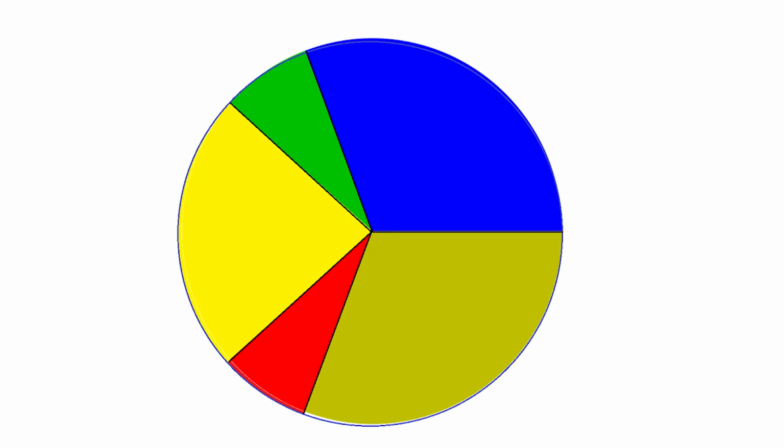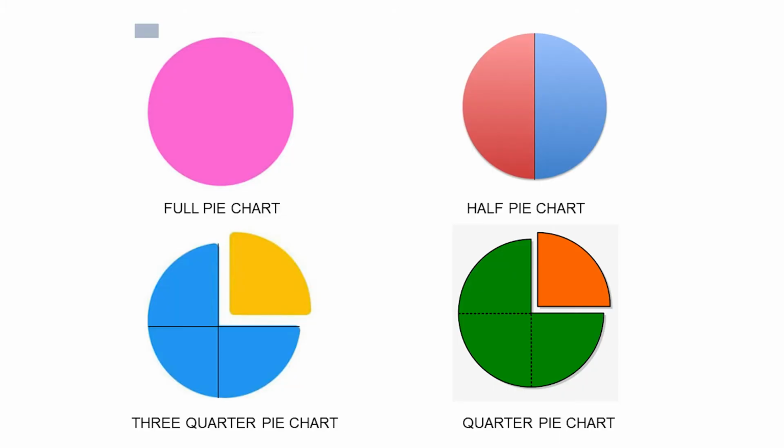A pie chart is a special chart which uses pie slices to show relative sizes of data represented in a particular pie chart depending on what data it represents. Here before you are some examples of pie charts. The first one is a full pie chart. The next one is a half pie chart. The third one is a 3/4 pie chart. And the last one is a quarter pie chart.